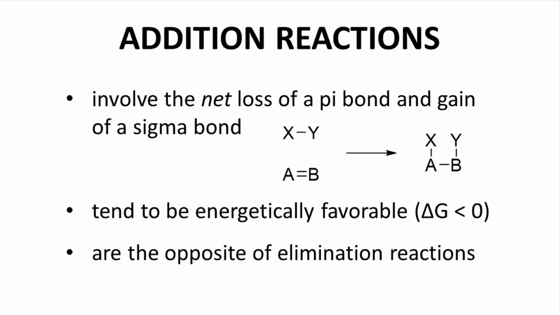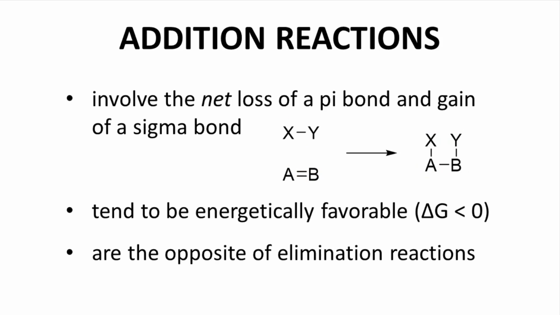From a bonding standpoint, in the starting materials, we have an XY sigma bond and an AB pi bond. Both of those break during the reaction. We form an AX sigma bond and a BY sigma bond. That gives a net change of one broken pi bond and one new sigma bond.